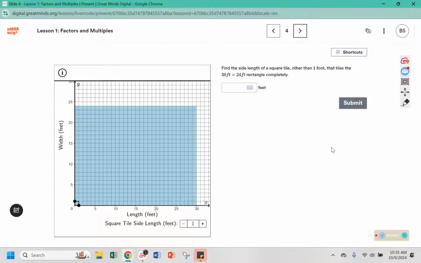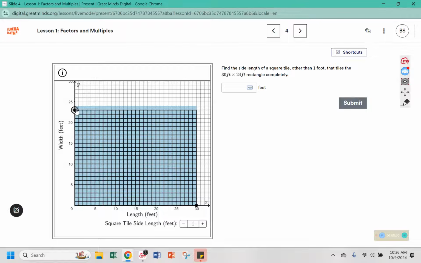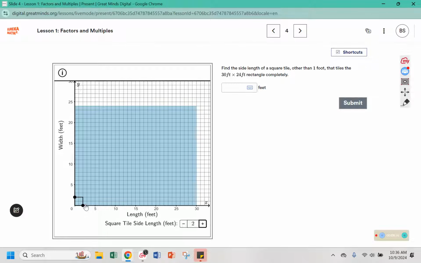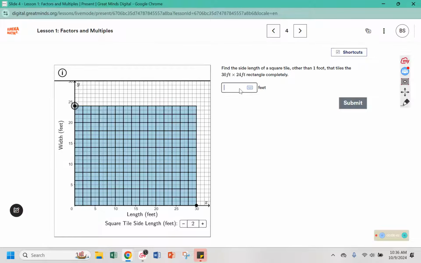It says, find the length of a square tile other than 1 foot that tiles the 30-foot by 24-foot rectangle completely. So here, the square tile's side length is 1 foot. So you can see that it would take 30 across and 24 tiles tall. But it asks us to use something other than a foot. So let's look at maybe 2 feet. We could fit perfectly across the width and perfectly for the height. So we could use 2 feet.